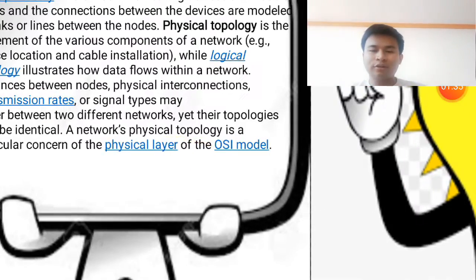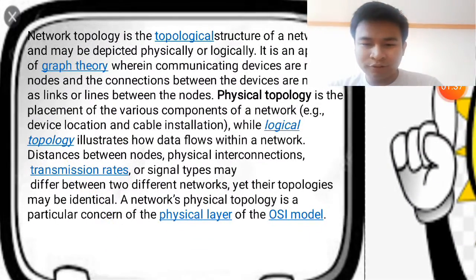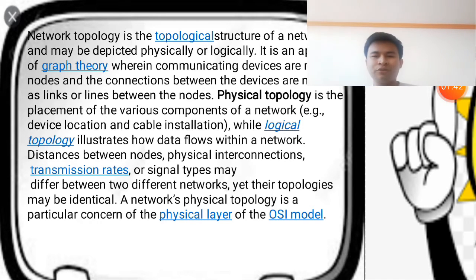So, the other term for network topology is the topological structure of a network, and it may be depicted physically or logically. It's an application of graph theory wherein communicating devices are modeled as nodes and the connections between the devices are modeled as links or lines between the nodes.